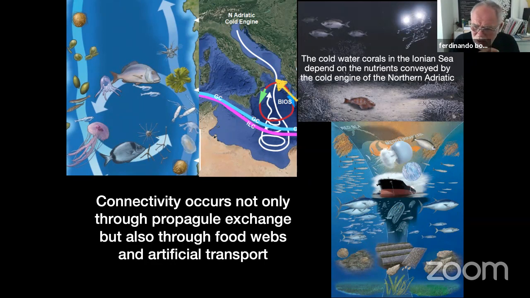Another connectivity route is artificial transport of species by our activities. And so this is another form of artificial connectivity that has to be taken into consideration. The Mediterranean is becoming invaded by tropical species that enter from Suez. They are considered as noxious aliens, invaders. The Great Barrier Reef is dying. It's dying because the temperatures are too high.